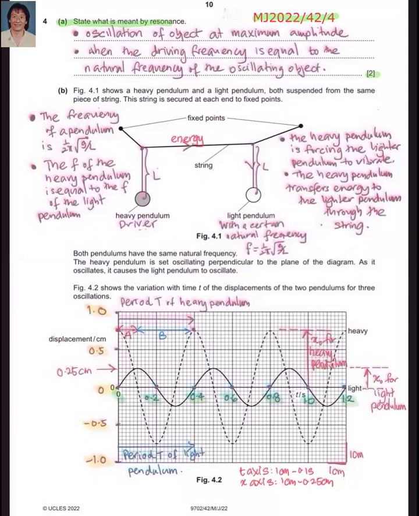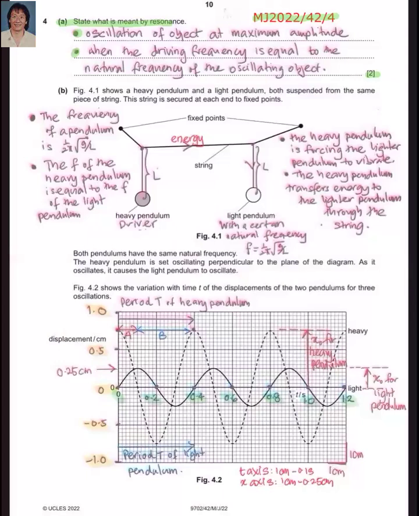To get the 2 marks, you must say that when resonance occurs, the oscillations of the object occur at maximum amplitude. Then number 2 is when the driving frequency is equal to the natural frequency of the oscillating object.